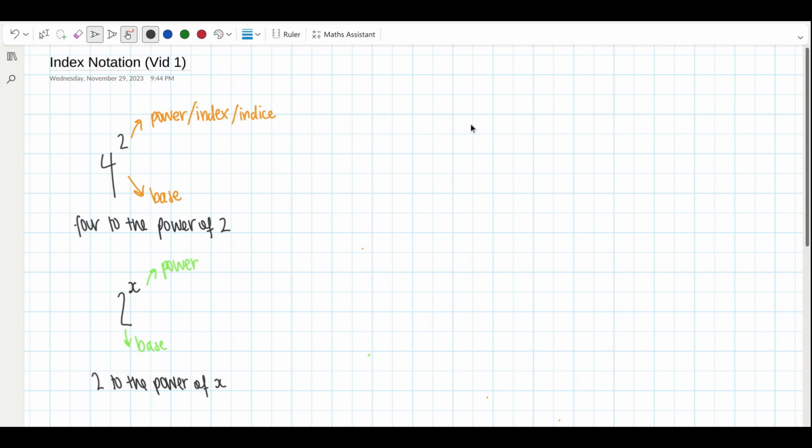Now, this is really useful because it can help you simplify things. Say if we have something like 2 times 2 times 2 times 2 times 2, right? That's a lot of 2's that we need to write out. This is where indices are really, really useful because we can count how many 2's we've got, right? We've got 5 2's, which means we can simplify this as 2 to the power of 5. What this means is that we're multiplying 2 by itself 5 times.